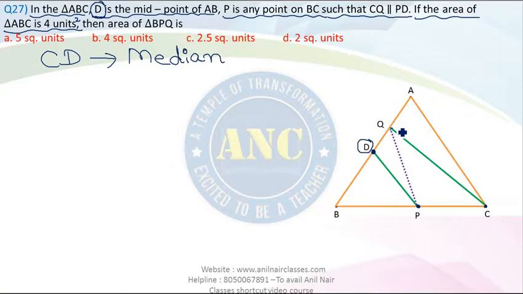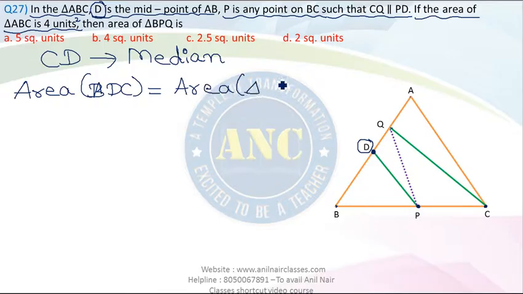Now, because CD is a median, can I also say that the area of triangle BDC is equal to the area of triangle ADC, right? Which is ADC, sir? ADC is this particular triangle. Why is it so? Because the median divides the entire triangle into two equal areas. The entire bigger triangle area is 4, and because CD is the median, it divides it into two equal areas.